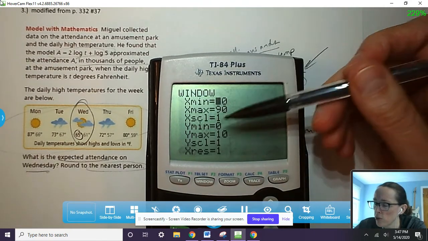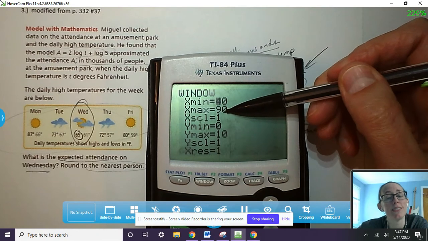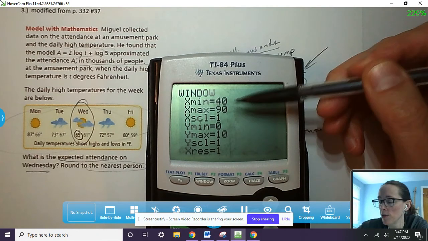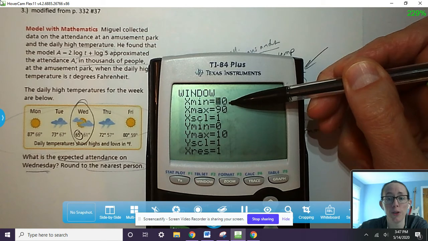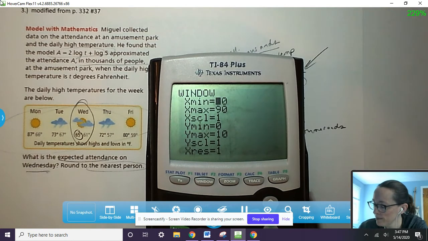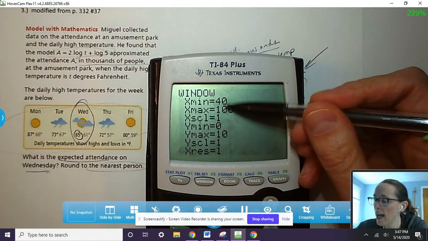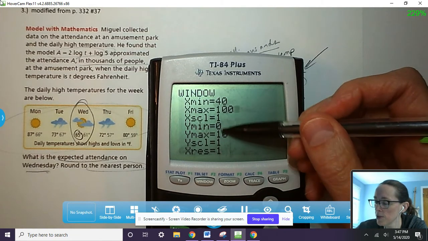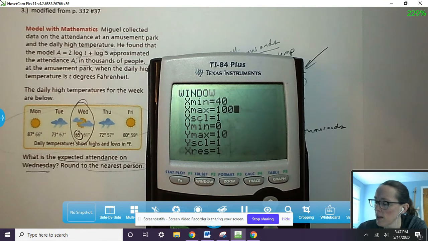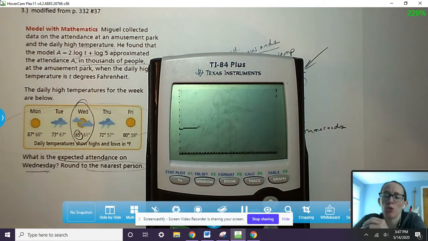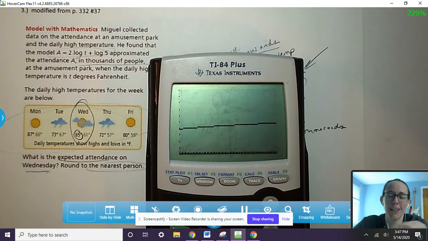I decided my window would go from 40 to 90, because that represents temperature. I don't think anyone's going to the amusement park if it's below 40. Maybe I should go up to 100. I think sometimes people will go even if it's really hot out. Okay, so there's my temperature range. And then this is in thousands of people. I don't think there's going to be more than 10,000. So you'd have to find that window on your own, which is why I don't think it's worth it. I think you're better off just plugging in on the home screen.